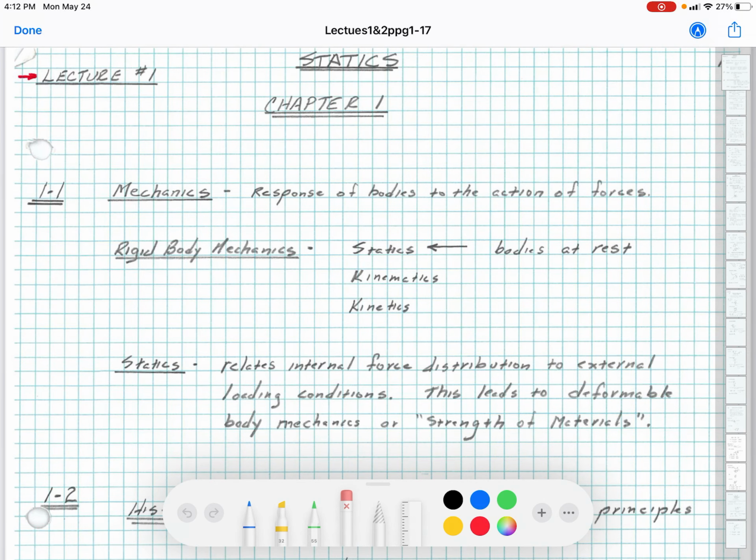So here's an example right here of statics. We'll start out today with some statics work and understanding that statics really is vector mechanics, and it's really the response to how bodies are going to react to a force acting on them, right? So what we're looking at now is really this right here. Statics is the study of bodies at rest.